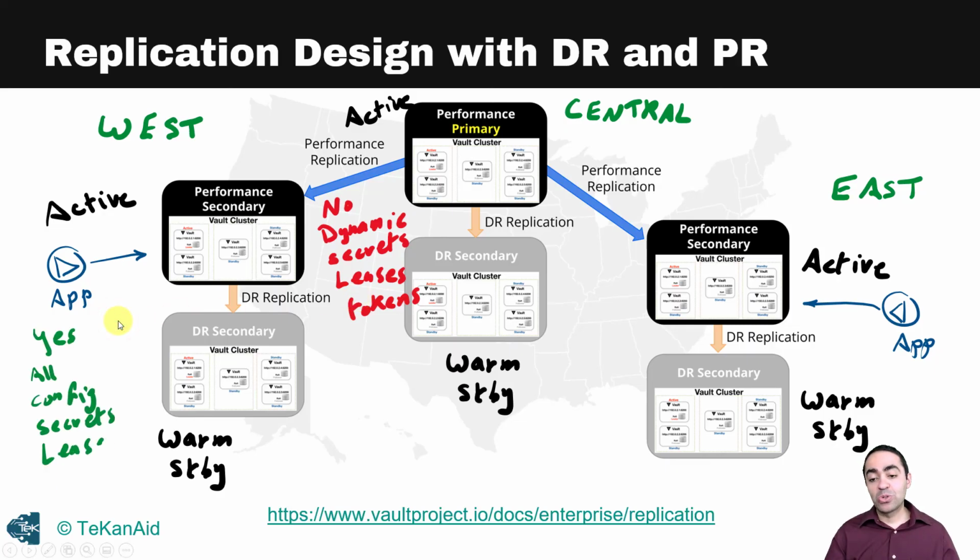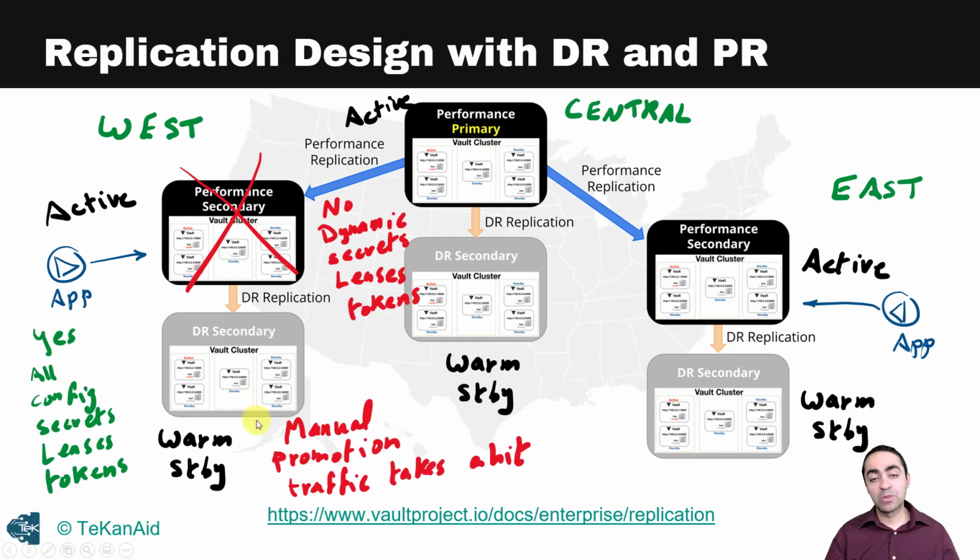Now, when it comes to replication for disaster recovery, everything gets replicated in this case. So all the configs, the secrets, the leases, the tokens, everything gets replicated over. And if the primary cluster goes down, then what you need to do is manually promote the disaster recovery secondary, and you'll find all your leases, your tokens, everything is there.